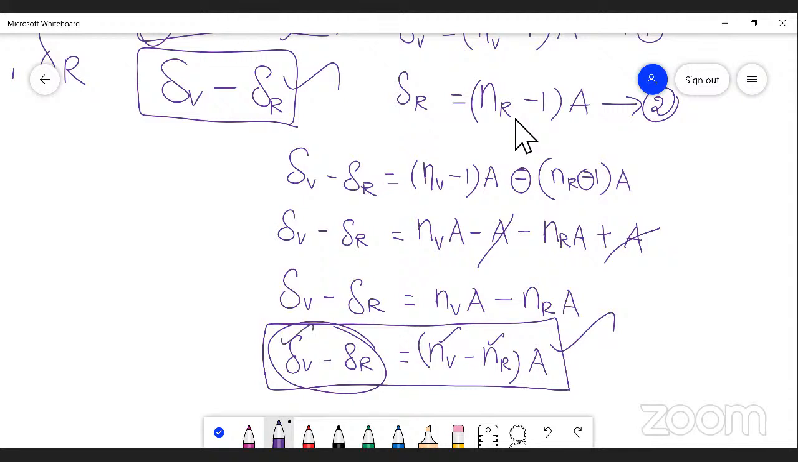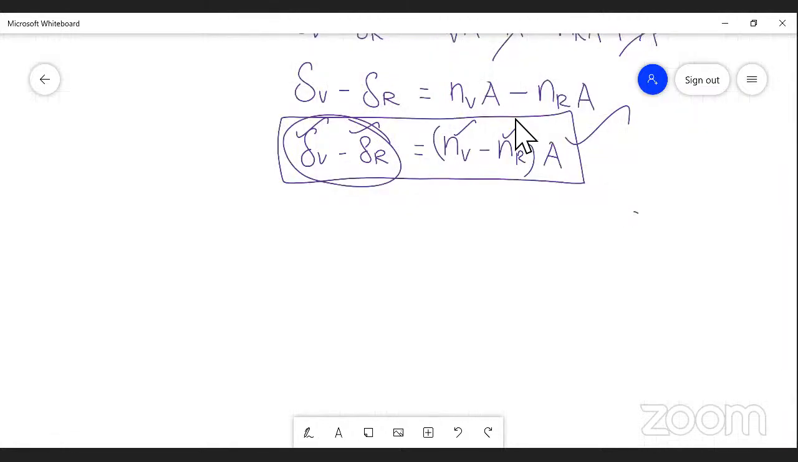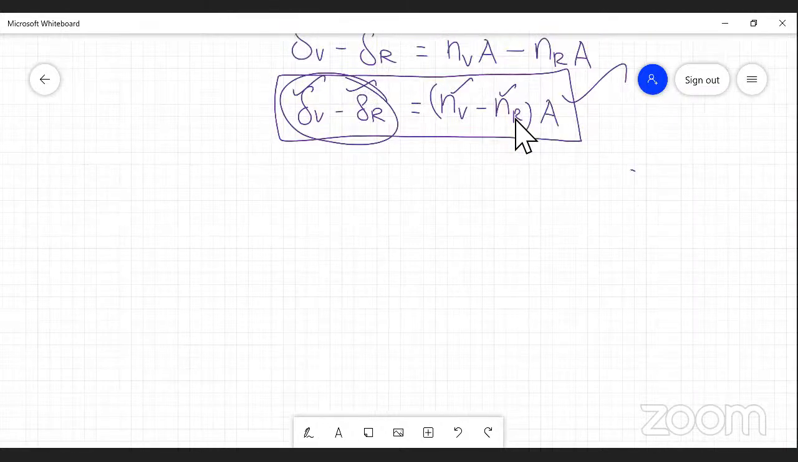Del V is the deviation of violet. Del R is the deviation of red. The difference del V minus del R is the separation between the two extreme colors. This is nothing but dispersion. This is angular dispersion: del V minus del R is equal to (NV minus NR) into A. And our next important topic, another topic, is dispersive power. First one is the dispersion, second one is the angular dispersion, third one is dispersive power.